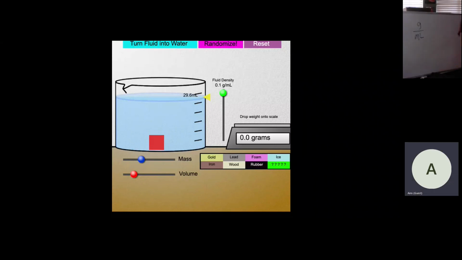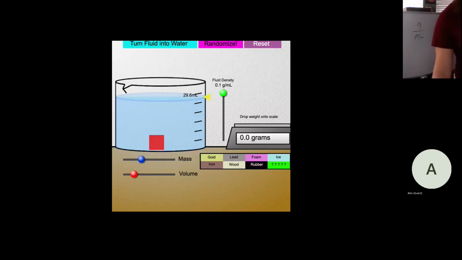Anyway, if we look over here, we see this fluid density on my little screen. It's grams per milliliter. So density is a ratio of two physical quantities.